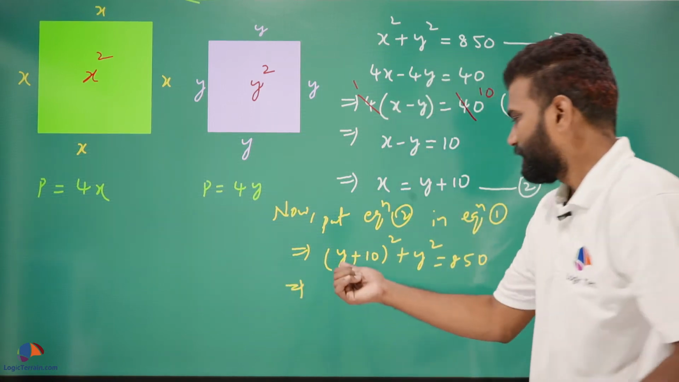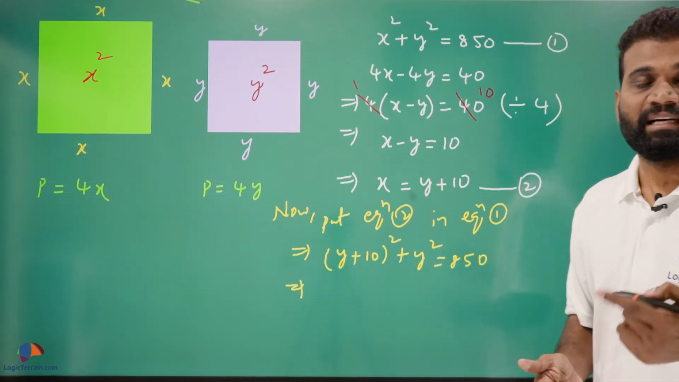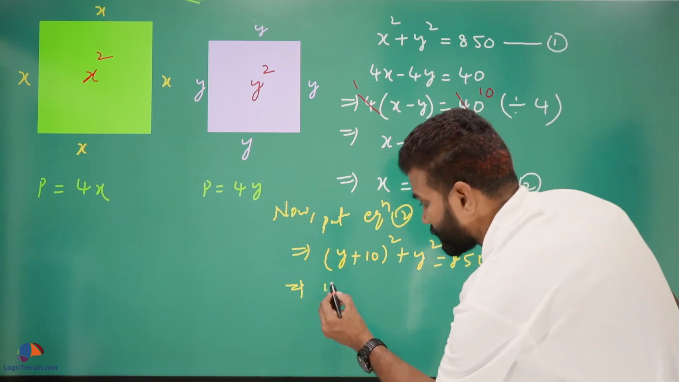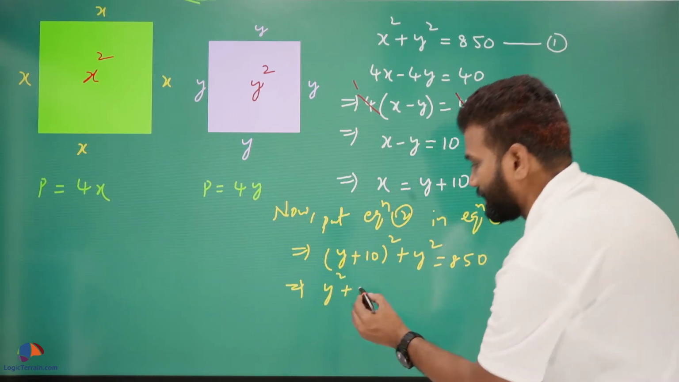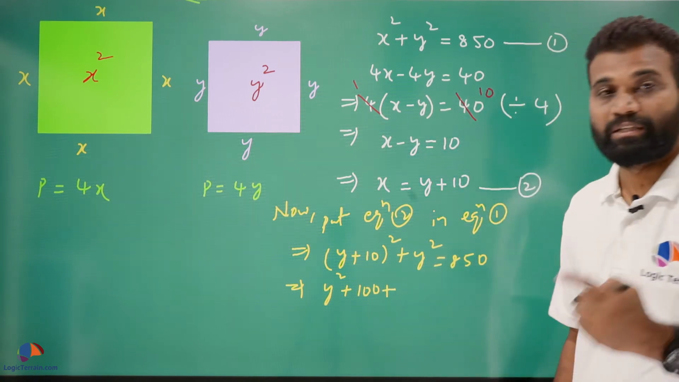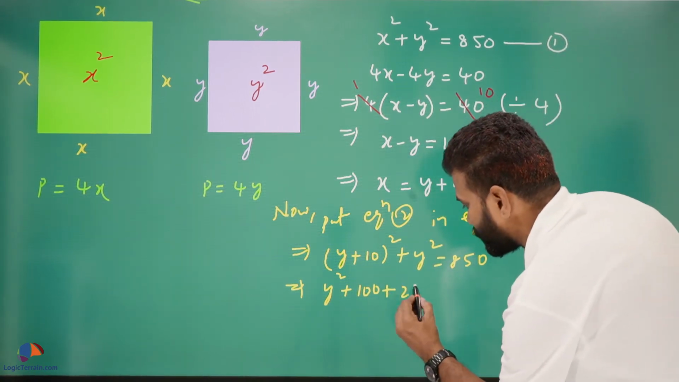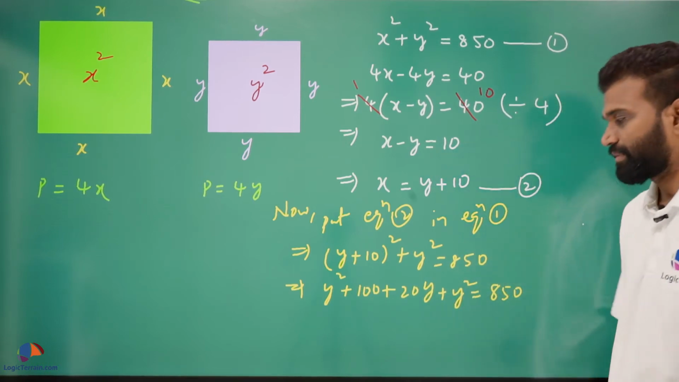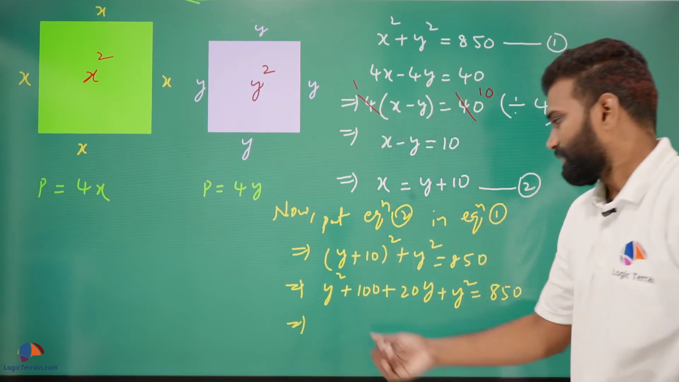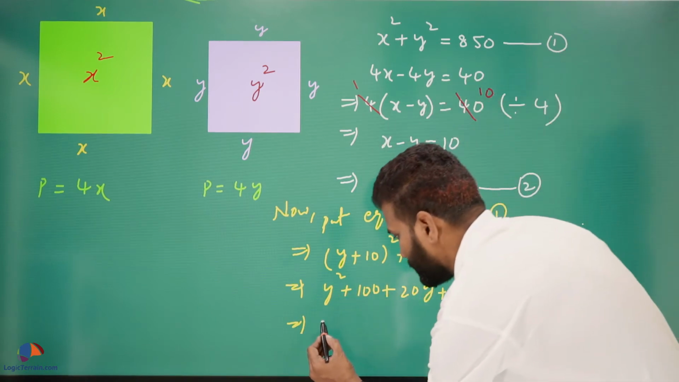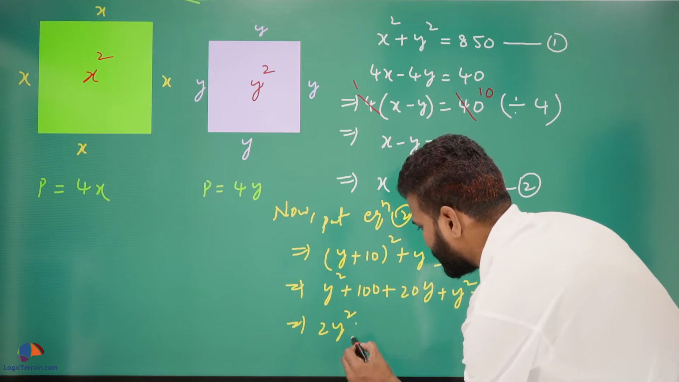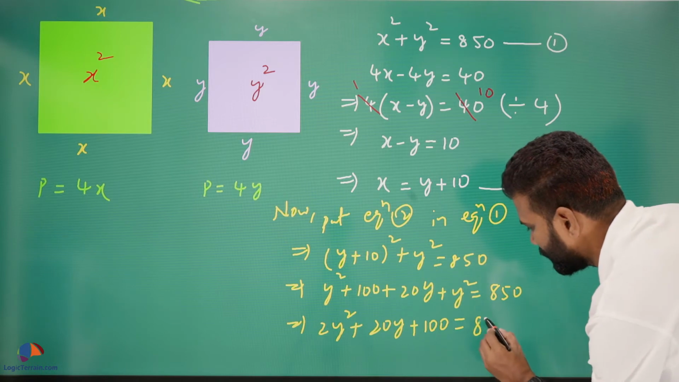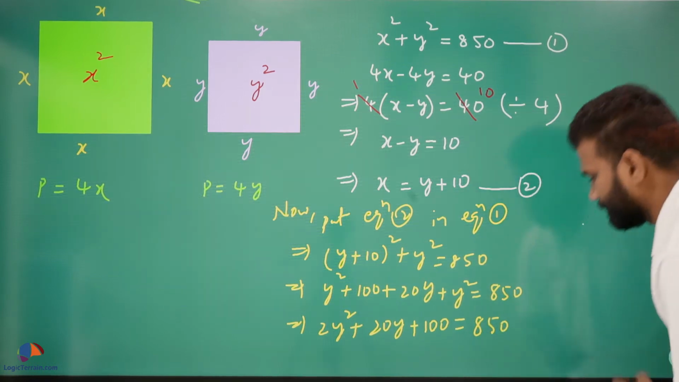So further, it looks like a plus b whole square, by using algebraic identity a plus b whole square, a square plus b square plus 2ab. So this becomes y square plus 10 square, that is 100, plus 2ab, 2 into 10 into y, that is 20y, plus y square is equals to 850. Further, here y square plus y square, when you sum up, 2y square plus 20y plus 100 is equals to 850.